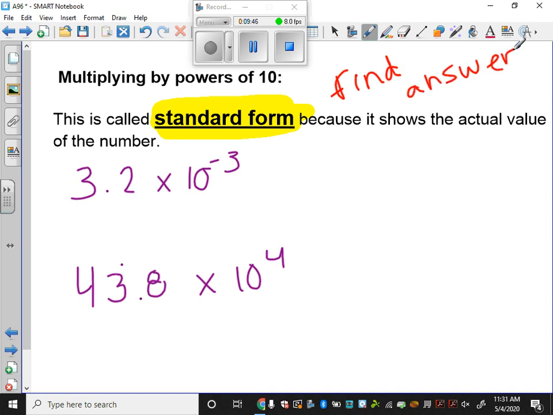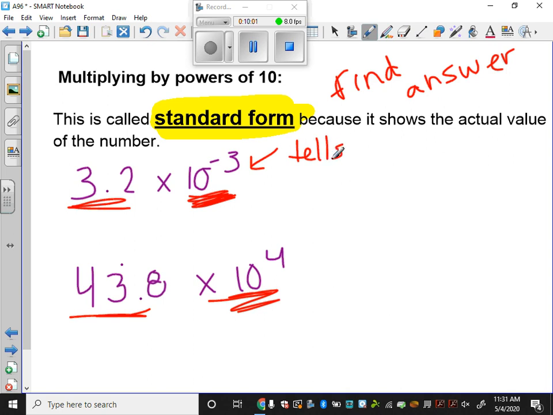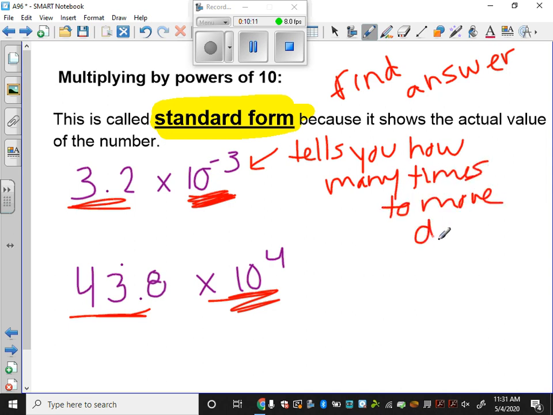The beauty of a power of 10 is, hopefully you understood from the previous slide, that it's all about how many times you move your decimal. It doesn't really matter what this number is. All that matters is that this right here tells you how many times to move your decimal. So what that is telling me is I need to move my decimal 3 times, and because it's negative, I'm going to go 3 times to the left.